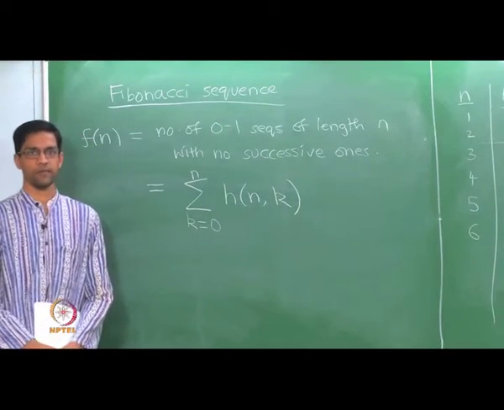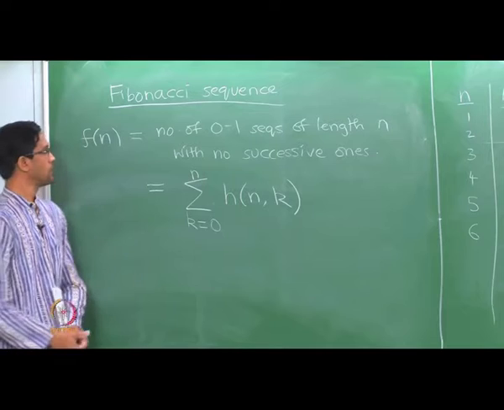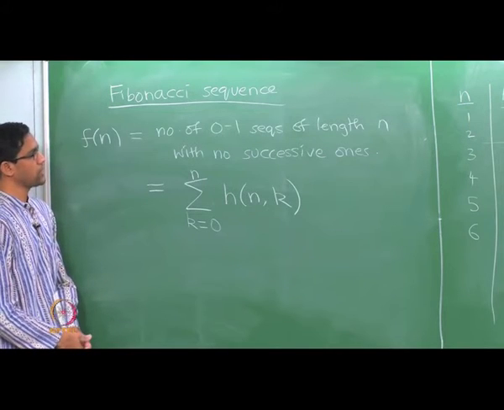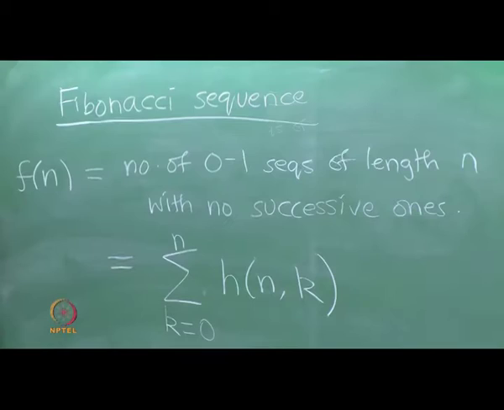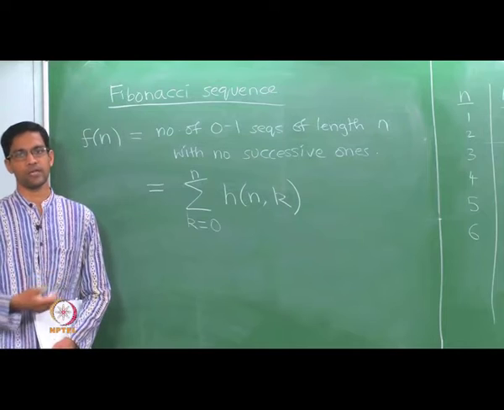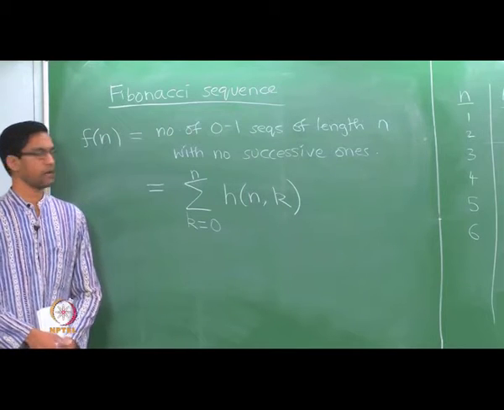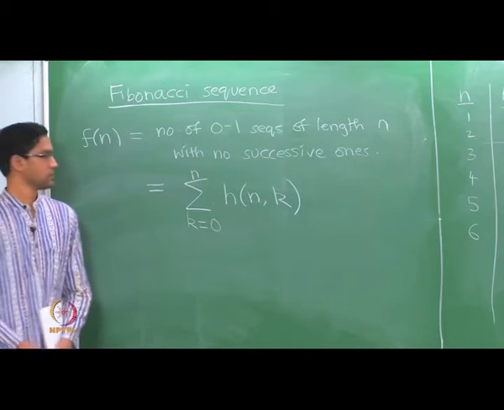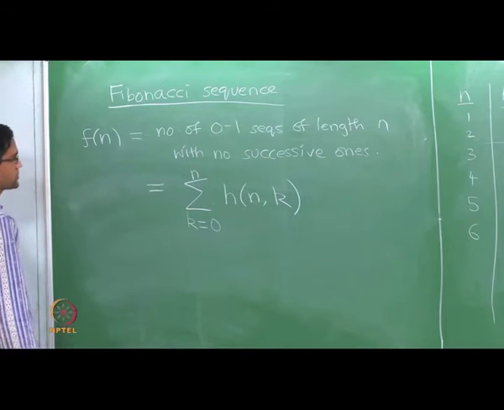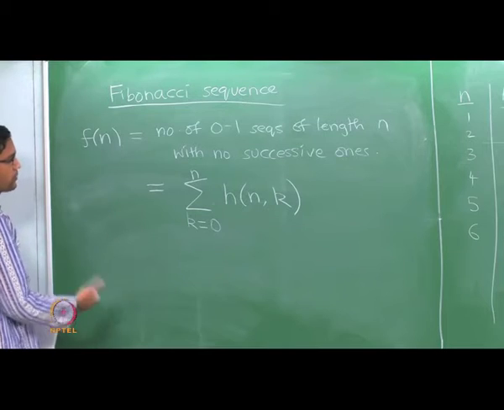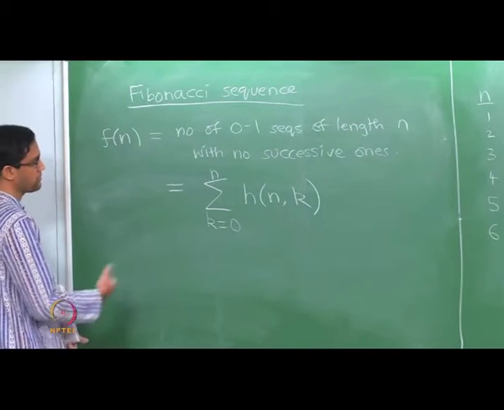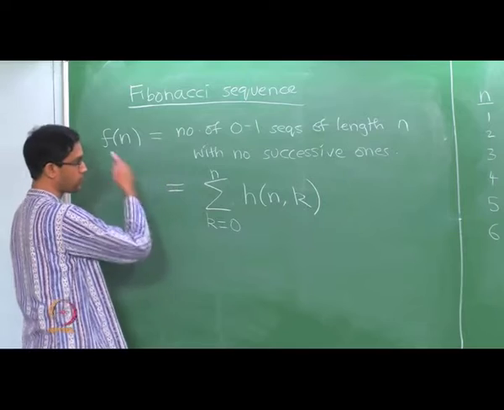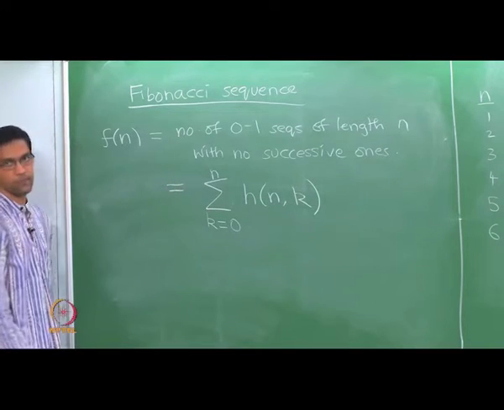But here's another very interesting consequence of this. Observe that the total number of 0 1 sequences with no successive ones, well, each sequence must have some number of ones. It has k ones, and what is k? K can be any number between 0 and n. So in fact here's the equation which says take a sequence, look at how many ones it has, the number of ones has to be something between 0 and n. So that proves that f of n is exactly this sum.